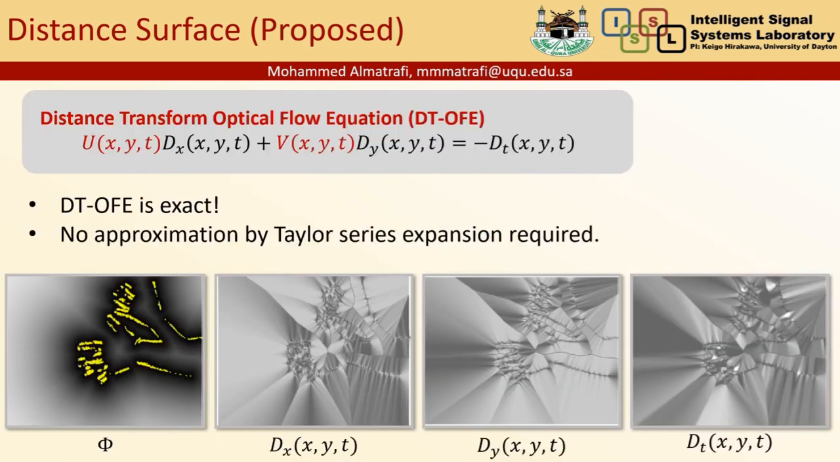Here we show the distance transform optical flow equation, and in our paper we have shown that the optical flow equation that is used as an approximation in frames is exact in distance transform. That means no approximation by Taylor series expansion is required, and so the quality of the optical flow would be improved as a result. Here we show an example of the input parameters to the distance transform optical flow equation. Given an edge map, we compute the distance surface, which is then used to compute the spatial derivatives in x and y direction. The temporal derivative here is estimated from the difference of two distance surfaces.